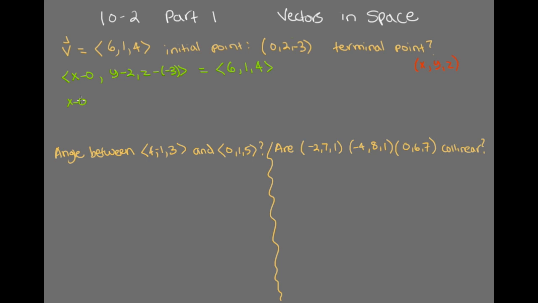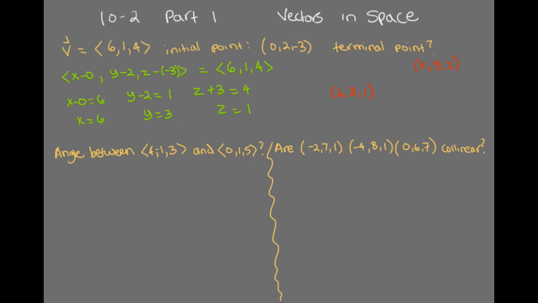So we have x minus 0 is equal to 6, which means that x is equal to 6. Y minus 2 is equal to 1. We add 2 to both sides, y equals 3. Then finally z plus 3 is equal to 4, and z is equal to 1. So 6, 3, 1 is going to be our terminal point. And again, all we did was use the formula to get 2 points and make it into component form. Basically, we just made 3 separate equations to find the x, y, and z components of the terminal point.